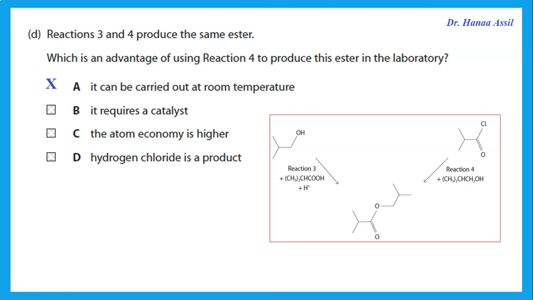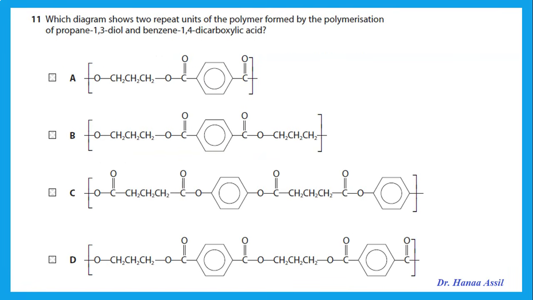And of course, the atom economy is not higher. It is based almost on the same atom economy. And the hydrogen chloride is a product, but that has nothing to do with the fact that it is a better reaction. Which diagram shows two repeat units of the polymer formed by polymerization of these two compounds?